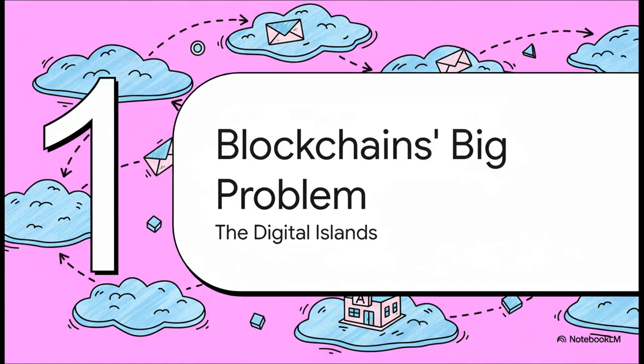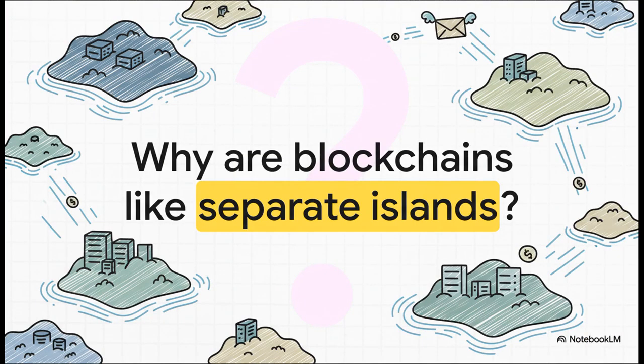All right, so before we can really appreciate the solution, we've got to understand the problem. And for the longest time, the world of blockchains has looked kind of like a scattered set of islands. And why is that? Well, think about it. Each blockchain, Ethereum, Polygon, Avalanche, you name it, is basically its own digital country. It has its own currency, its own laws, its own apps. And the thing is, by default, they just don't speak the same language. They can't talk to each other.